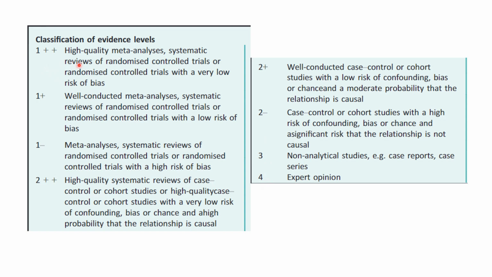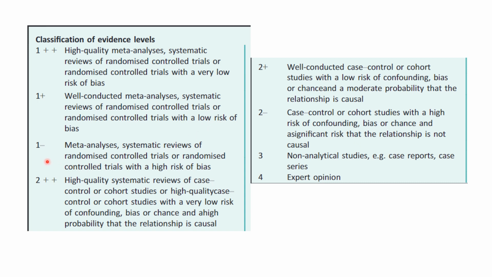So 1++ means high quality meta-analysis, systematic reviews, or randomized control trials with a very low risk of bias. 1+ means well-conducted meta-analysis, systematic reviews of randomized controlled trials with a low risk of bias. So you can see the difference between 1++ and 1+ is that in one there is a very low risk of bias, and in the other one there is a low risk of bias.